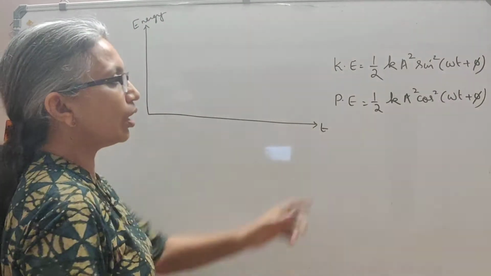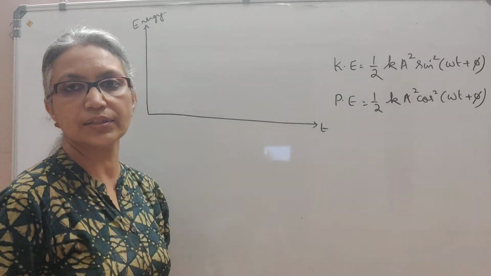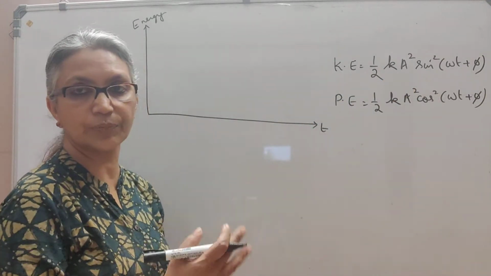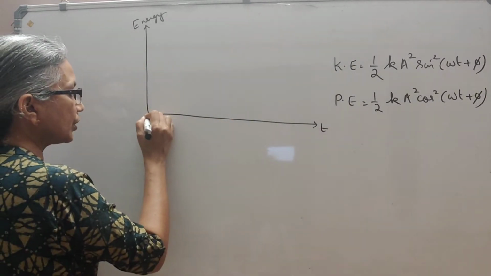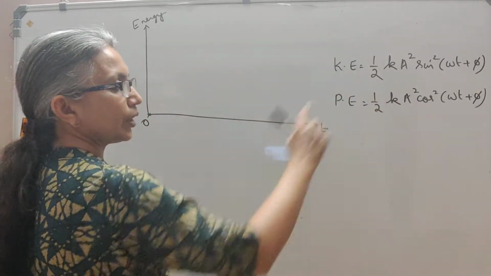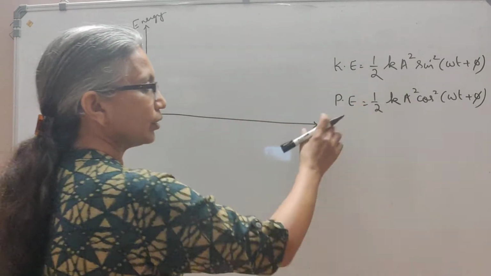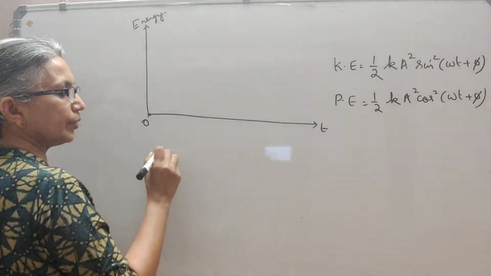Half k A square is a constant. This kinetic energy is going to vary as the sine square. Sine square would mean it doesn't take any negative values. So at an angle which is 0, that is time t equal to 0, sine square 0 would be 0, the minimum.